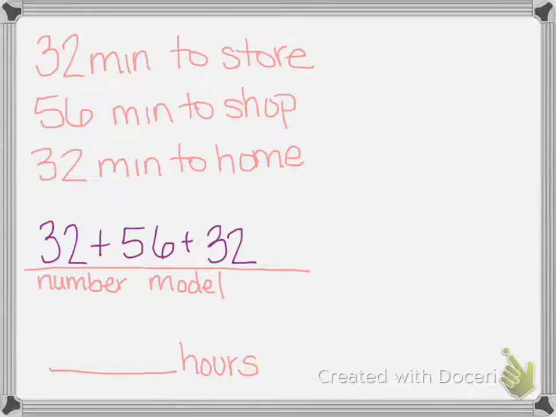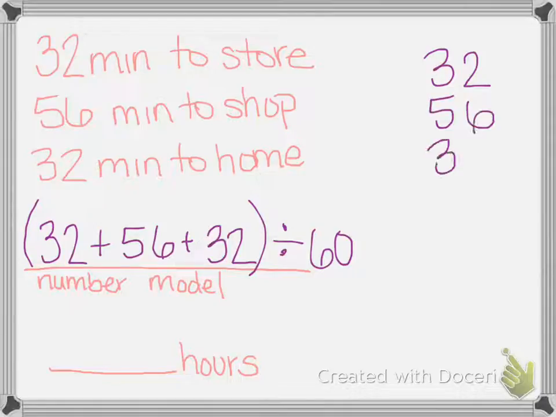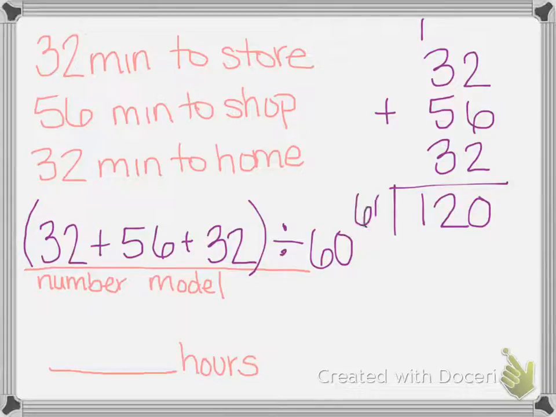And then we need to find out how many hours there are. So since we know there are 60 minutes in 1 hour, we have to divide this answer by 60. So now to actually solve, we need to add together first. 2 plus 6 is 8, plus 2 is 10. 1 plus 3 is 4, plus 5 is 9, plus 3 is 12. So she was gone for 120 minutes. Now we have to divide 120 by 60. 60 goes into 120 2 times, so she was gone for 2 hours total.